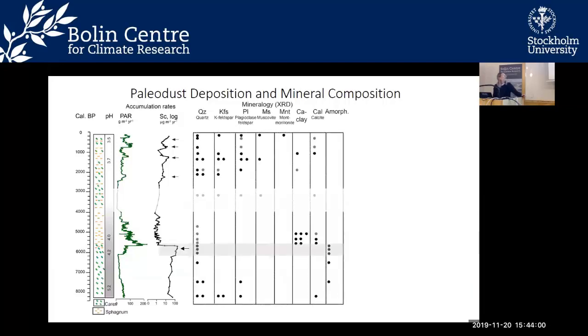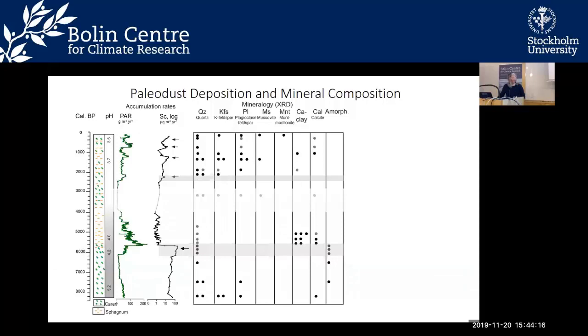The first period is the most significant. This is actually on a log scale, so that event is really big. And from the X-ray diffraction analysis, only 2 phases could be identified, and that was quartz and an amorphous phase.